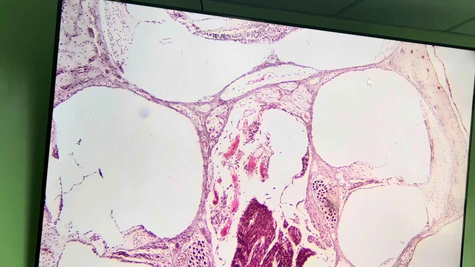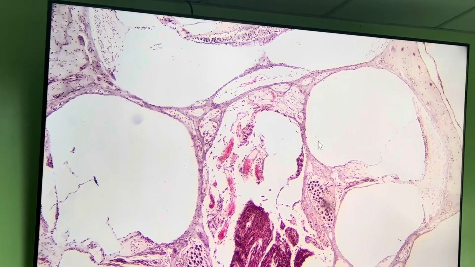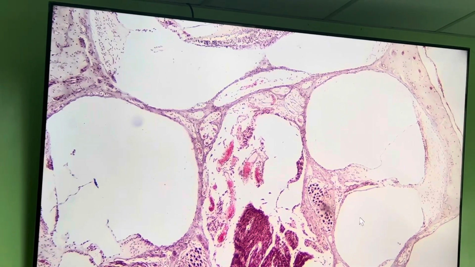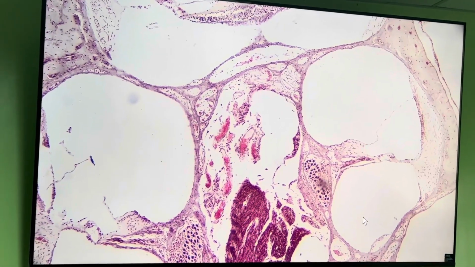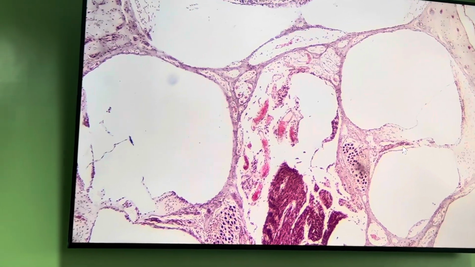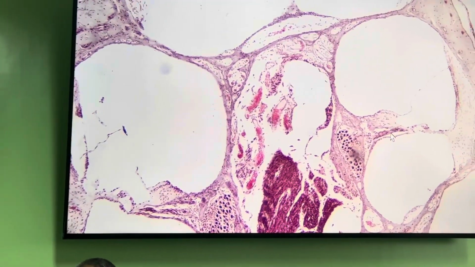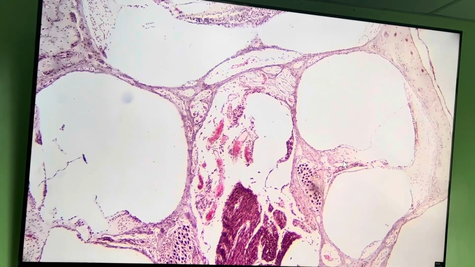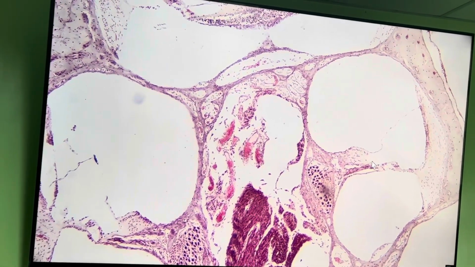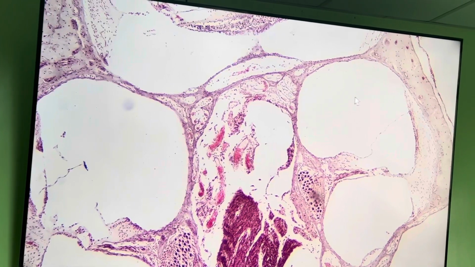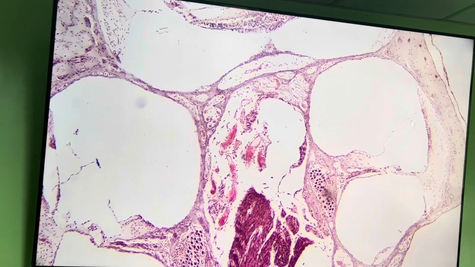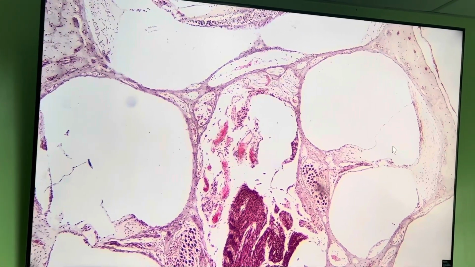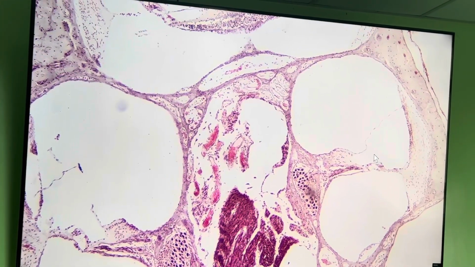If you are going to go to America, they would call this one the scala vestibuli. Okay. Ito naman, scala tympani. Okay. And then here in the middle, you have the organ of Corti. Okay. Yeah, organ of Corti dito. Pero if you are going to America, they are going to tell you, this is the organ of Corti. So the scala vestibuli and scala tympani would contain the perilymph. Scala media would contain the endolymph.